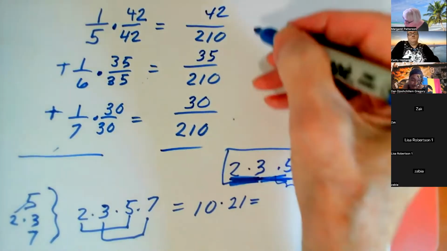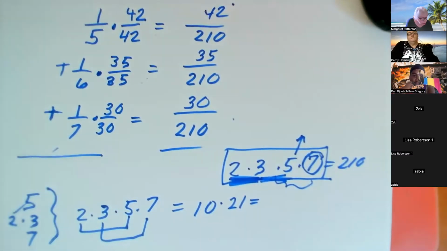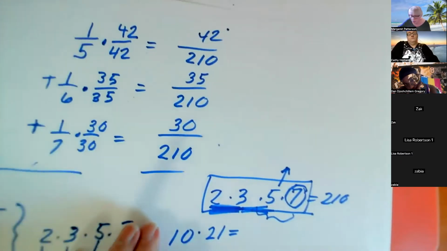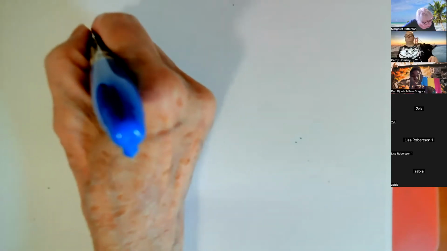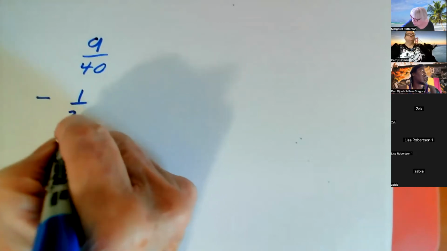And then what you have to do is add those three numbers and put it over 210. We don't have to always do the world's worst, but honestly, we could if we had to. I don't want to scare you with this problem. I wanted to show you the advantage of the prime numbers. 9/40, subtract 1/30.